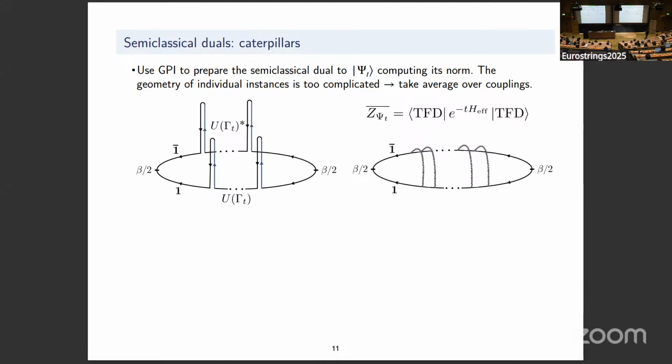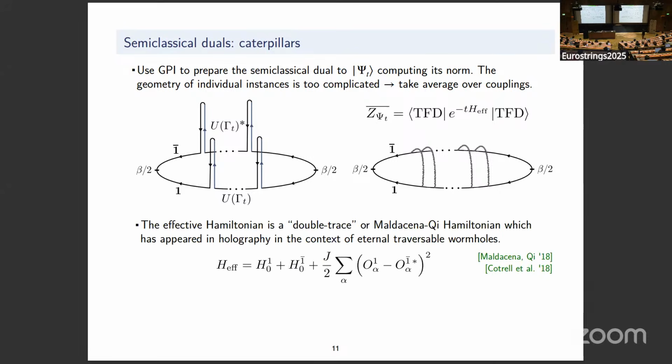And again, the Brownian dynamics simplifies matters because the average value of the norm can be written as some time-independent quantity, in particular as the survival amplitude of the thermofield double state, time evolved with a Euclidean time-independent Hamiltonian by a time t. Okay, so this is sort of a more complicated version of the spectral form factor simplification that I was telling you about before.